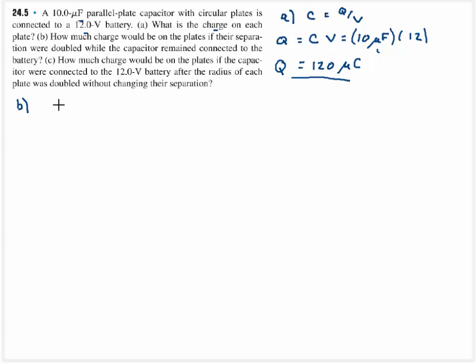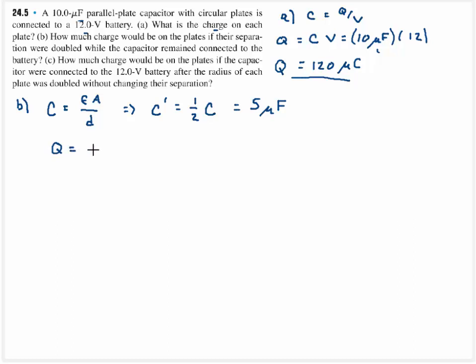We're doubling the separation distance, therefore we're changing the capacitance. Capacitance is going to be equal to the permittivity of free space multiplied by the area divided by the distance of separation. So what we're doing is doubling the distance of separation. So this new capacitance is simply going to be 1/2 of the original capacitance, which means it's now going to be 5 microfarads.